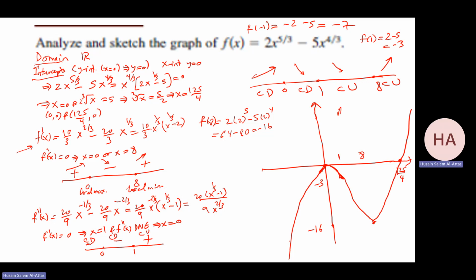So no absolute maximum and no absolute minimum. By the way, this is the local maximum. And the range is from minus infinity up to infinity, taking all the values, something like that.